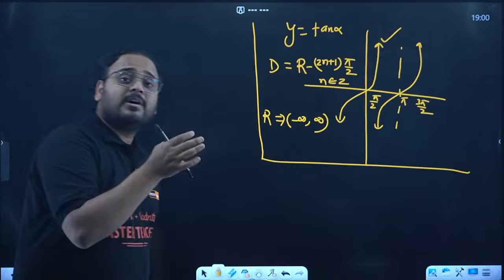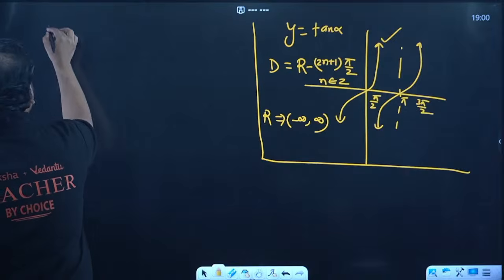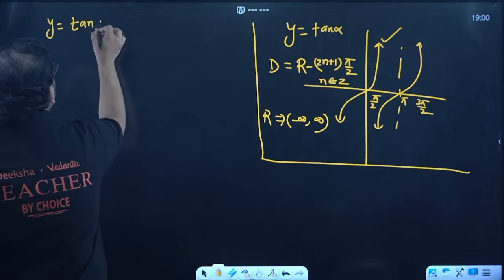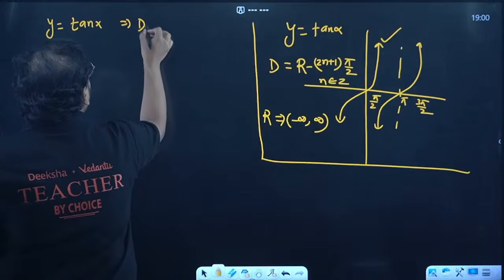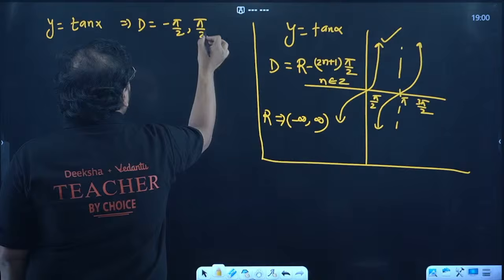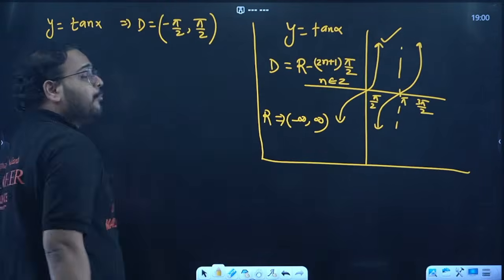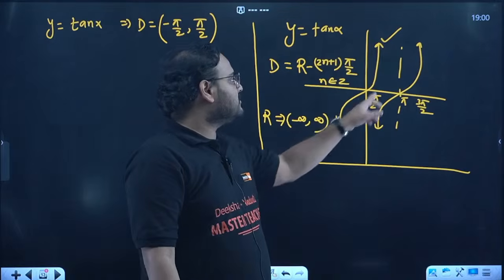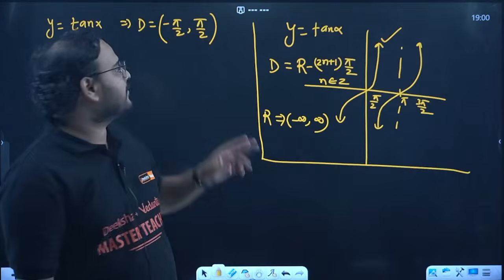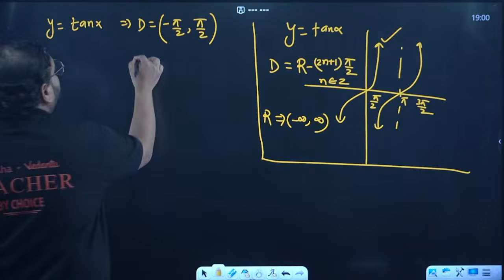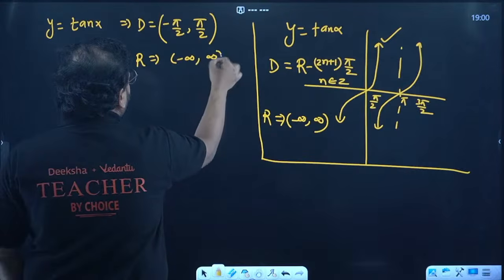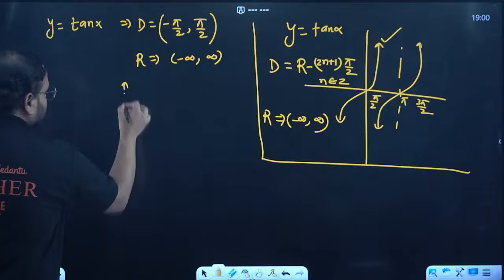Let's look at the restriction now. So how do you restrict it? When you restrict, this function becomes y equal to tan x, and the domain we keep is minus pi by 2 to pi by 2. Open or closed? Open. Why open? Because at pi by 2 it becomes infinity. Infinity we cannot define, so we can't close it. Okay, so open and open. What about range? Of course range will not change, minus infinity to plus infinity. Let's draw the graph of the functions.